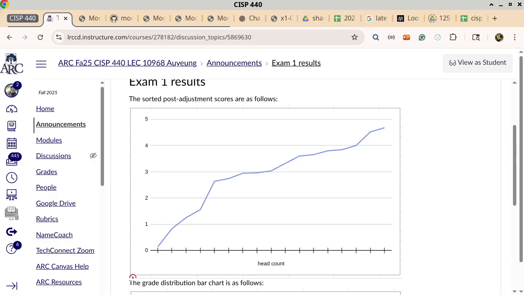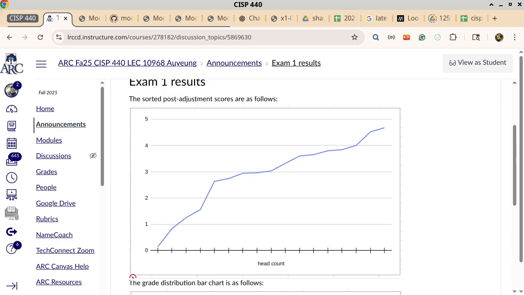So the break point for A's is about here. It is a 3.5. So basically this many people, just count the number of ticks, are getting A's. B's are from 2.5, which is about here, to 3.5, which is about here. So these people get B's. I don't have a whole lot of people getting C's this time, maybe just one or two, and then some D's and F's. So that's one way to look at it.